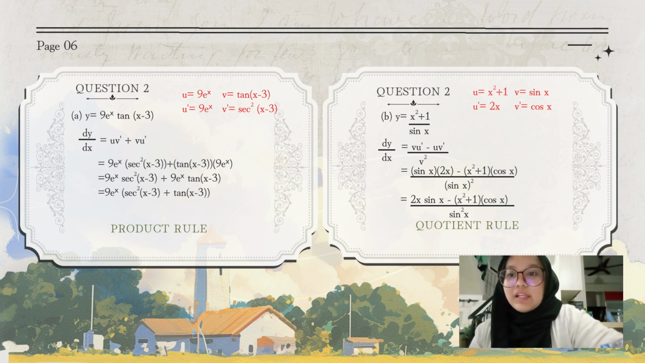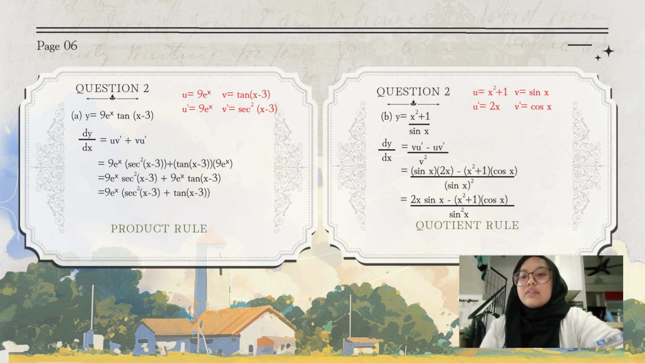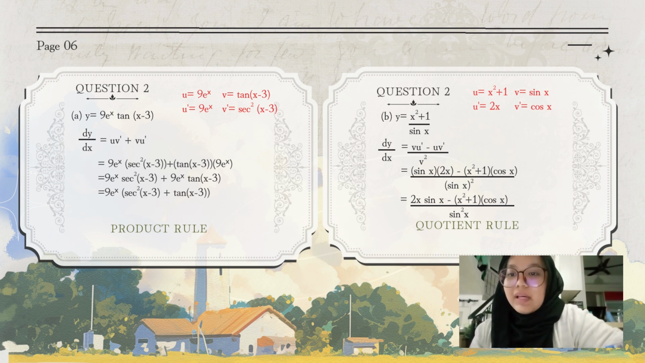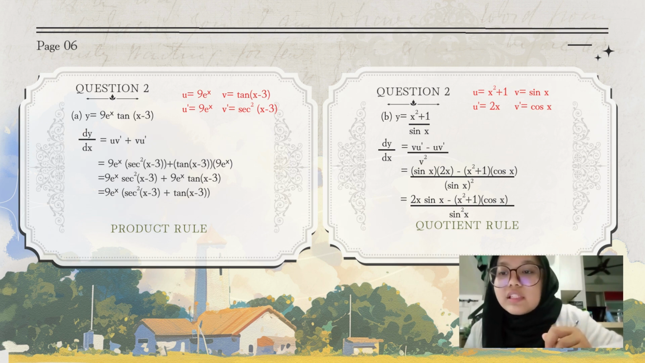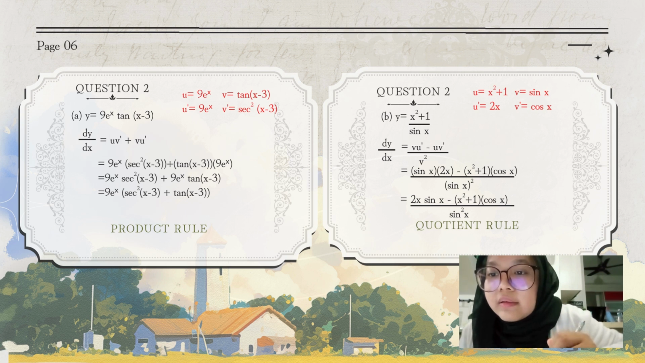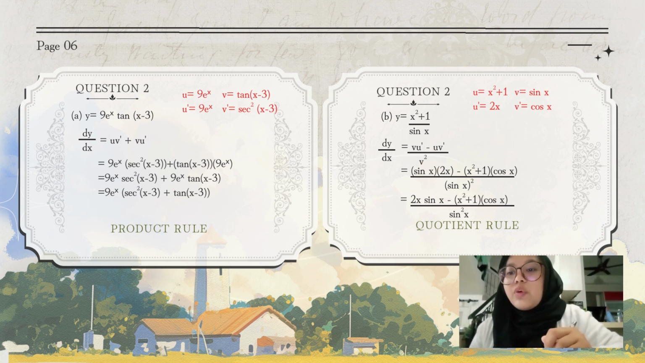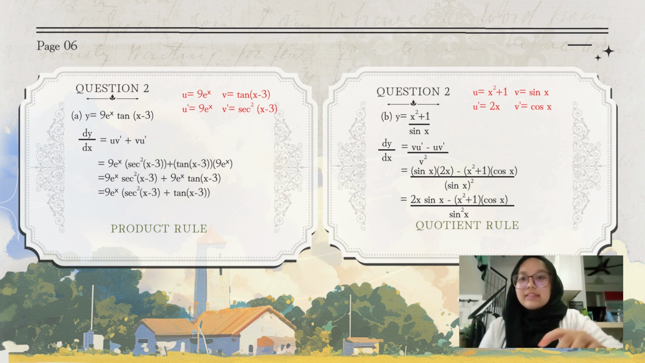So then we just replace the u and v. So it will become sin x times 2x minus x squared plus 1 times cos x over, in the bracket, sin x squared. And then we just multiply everything, so it will become 2x sin x minus x squared plus 1 cos x over sin squared x. That's the final answer.